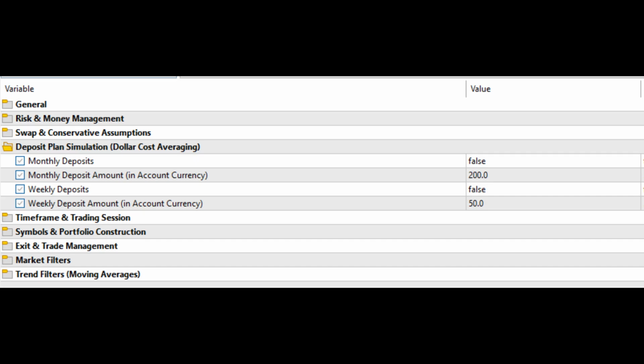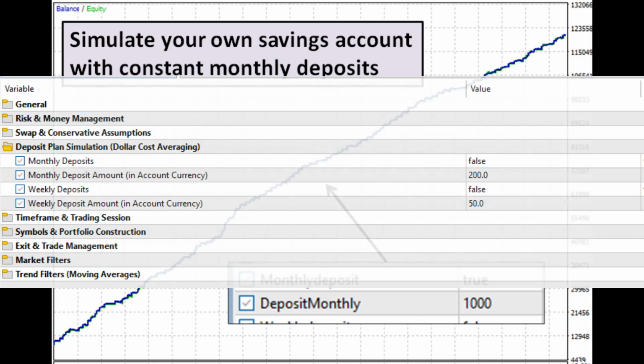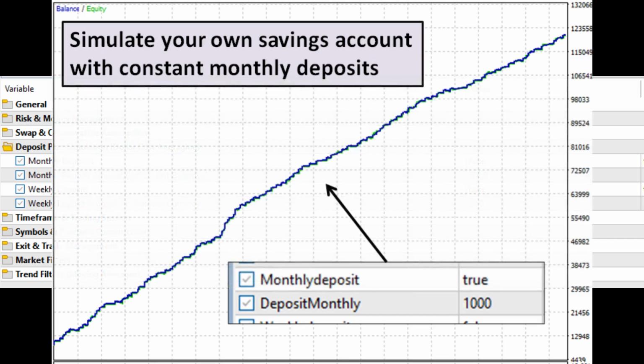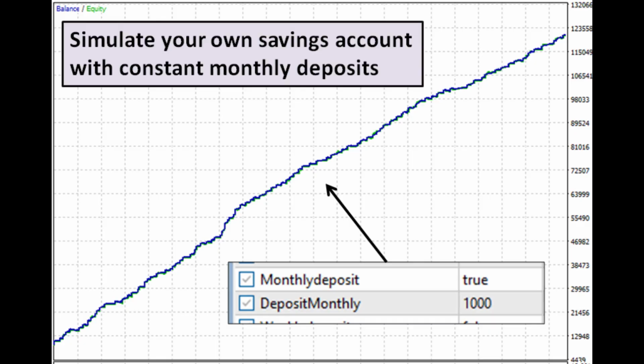Monthly deposit amount in account currency has a default value of 200. This defines how much money is added each month when the monthly deposit option is active. A larger amount makes the account grow faster in periods of positive performance and helps you see how your own savings plan could interact with the strategy. Weekly deposits has a default value of false, and weekly deposit amount has a default value of 50. They work in the same way as the monthly settings, but with a weekly rhythm. Using weekly or monthly deposits is useful if you want to simulate realistic cash flows from a salary or other regular income.